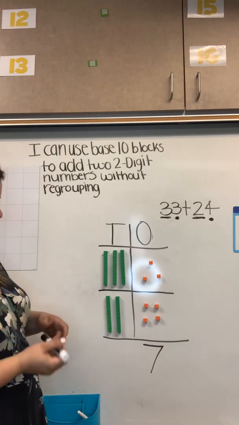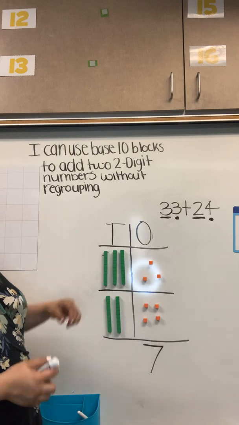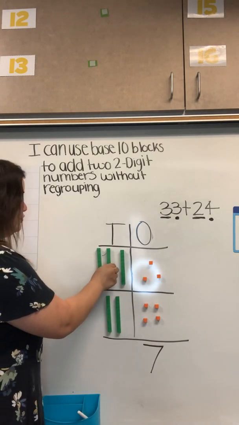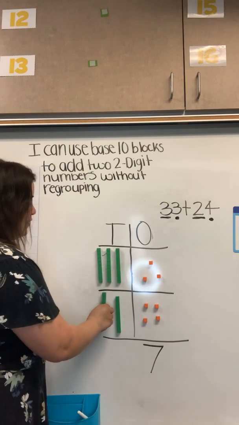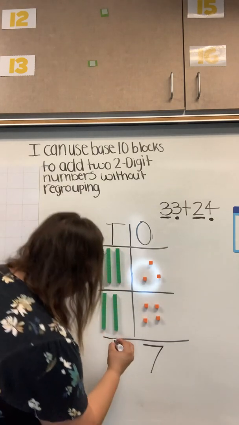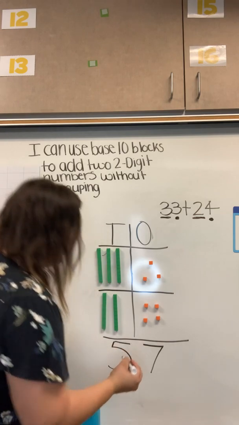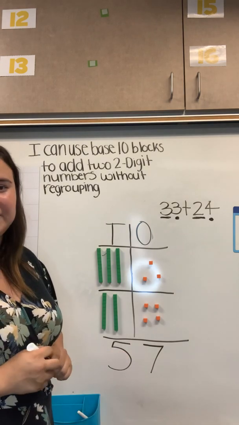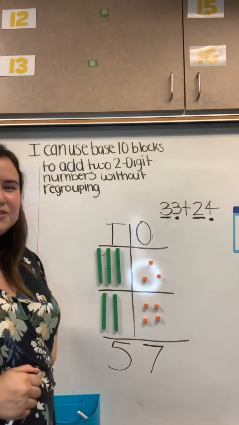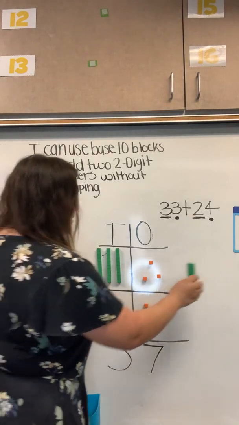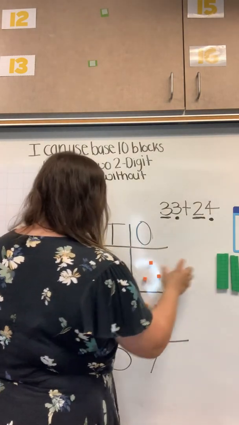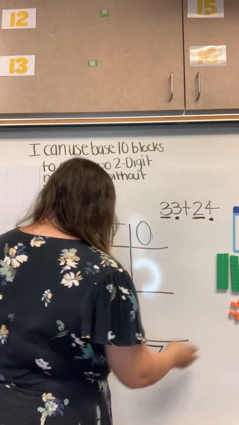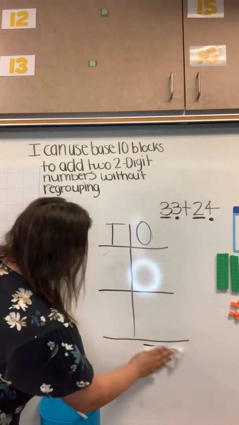Now let's count our tens place. How many tens rods do we have? How many tens do we have? 1, 2, 3, 4, 5. You guys did amazing. So we got 57 for our answer. Now let's try a different one. I'm going to clear my tens and ones off of my chart. I'm going to erase this answer.